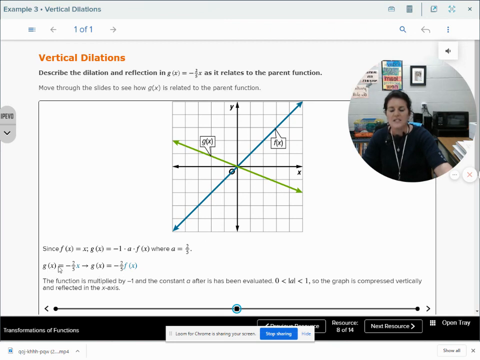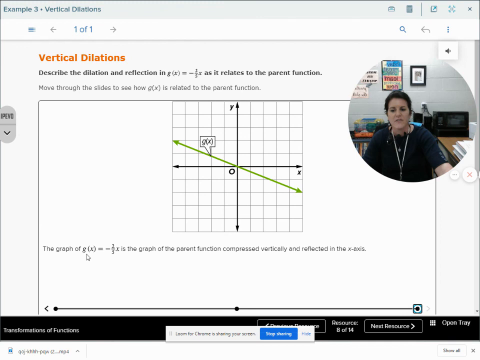So it's important to realize that all that happened here was we took this parent function and we multiplied it by negative 2/5. If the function is multiplied by negative 1 and the constant a, after it has been evaluated, we say that a has to be between 0 and 1. And it is, because the absolute value of negative 2/5 would be 2/5. The graph is compressed vertically and reflected across the x-axis. So a reflection took place and a compression.